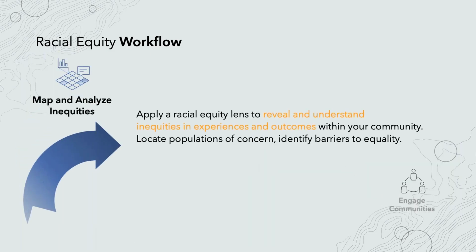Organizations working to advance racial equity are also trying to proactively seek out racial inequities, identify clear goals and objectives, as well as measurable outcomes, all while engaging the community in the process. So the first step of the workflow is map and analyze inequities, meaning applying a racial equity lens to reveal and understand inequities, locate populations of concern, and identify barriers to equality.